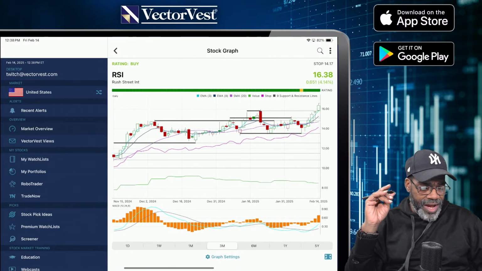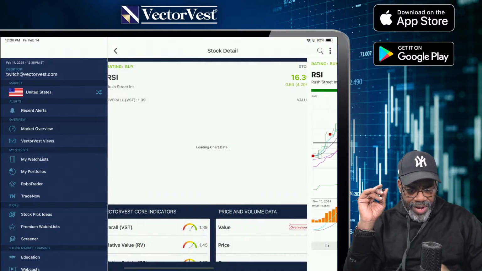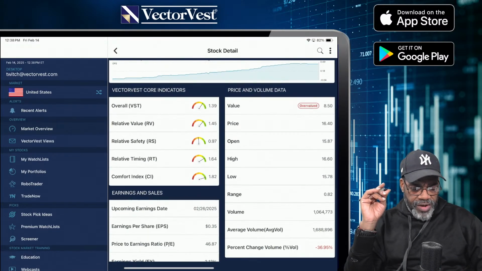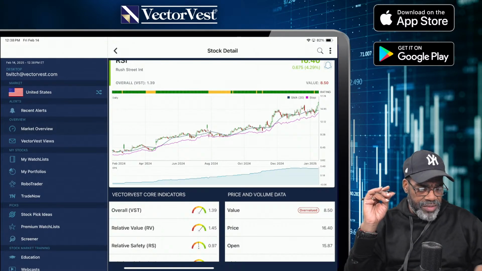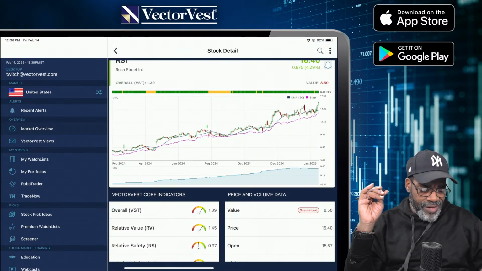Put this back on a 3-month graph. There's nothing that's telling me short-term not to like it. Let's go back to RT is above 1, CI is above 1. CI is going to definitely be above 1 with the move from the bottom left to the top right. RT is telling me it's moving up now.